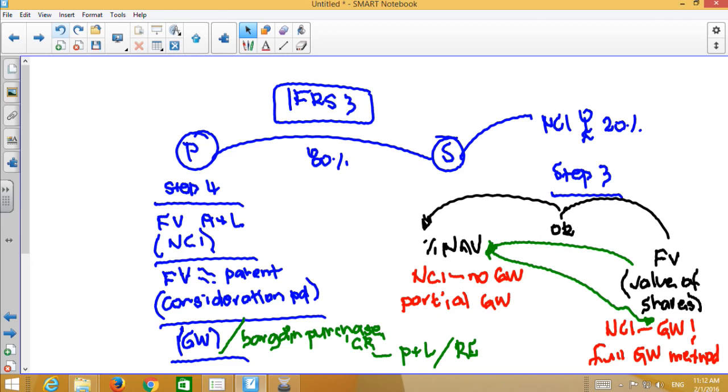And then the second thing is that when we do this step 4, there are two possibilities for numbers. The one is NCI measured at proportionate, and the other one is NCI measured at fair value. So I want to show you, if you've got your study guides, an example that shows both. I'm looking at example 1.8. It's on page 36.